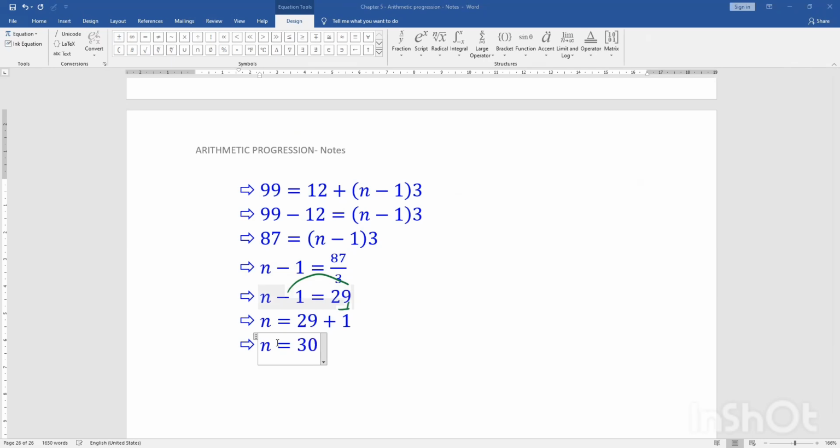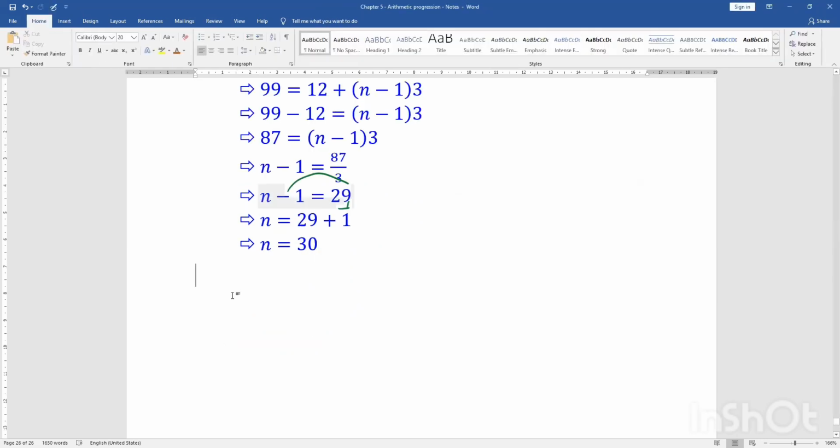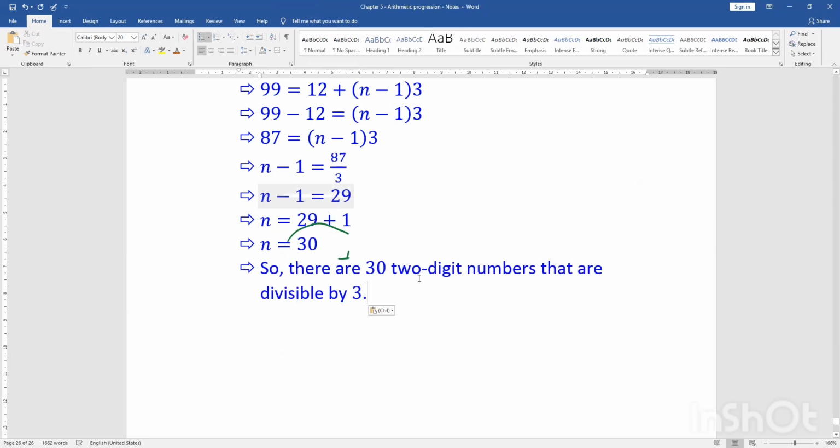So what do you mean by this? From this, what is our conclusion? There are 30 two-digit numbers that are divisible by 3. In which range? That is very important. It actually comes in the 1 to 100 range only, so that is from 11 to 99. In between 11 and 99, there are 30 numbers.